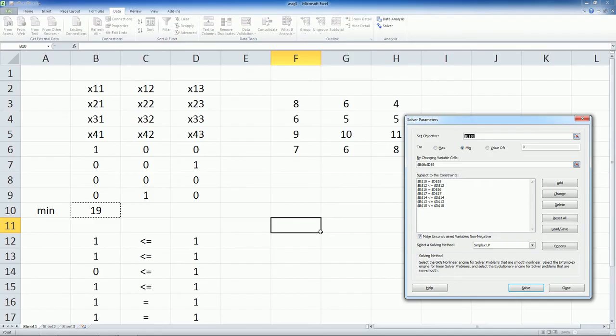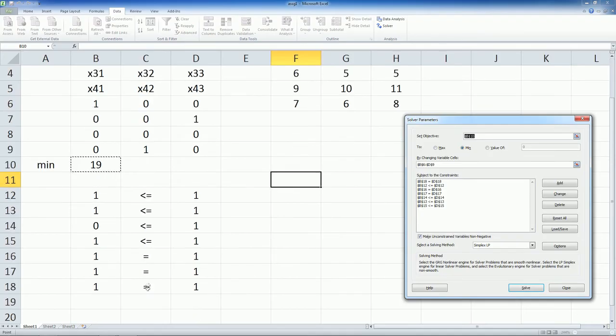There are 7 constraints. The 3 constraints corresponding to the people are equations, which are shown here. They are also shown here as equations. You will see 18 is an equation, 16 is an equation, 17 is an equation. The other 4 are inequalities, which are shown here. So now we are ready to solve it. So just solve the problem.